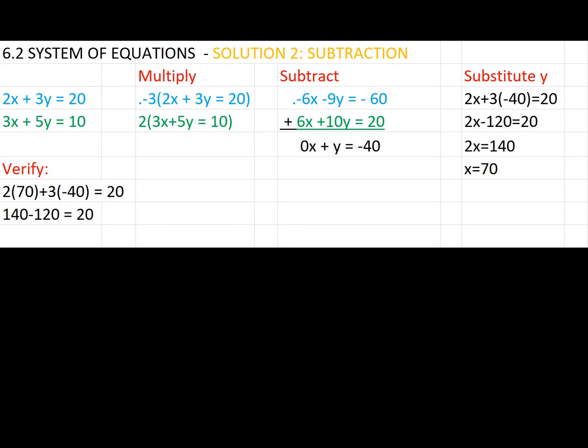So here you can see in the subtraction section, we've got 6x minus 6x, which equals 0x. And in this way, we're able to isolate y. And so we see that y is equal to minus 40. We can then substitute y back into the equation. We discover that x is equal to 70. And you can see the verification again on the bottom left.